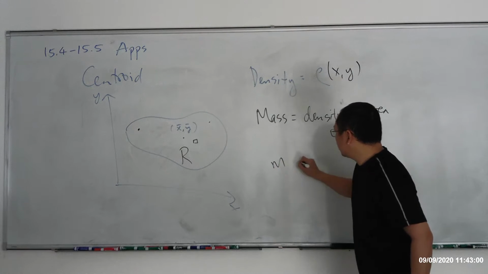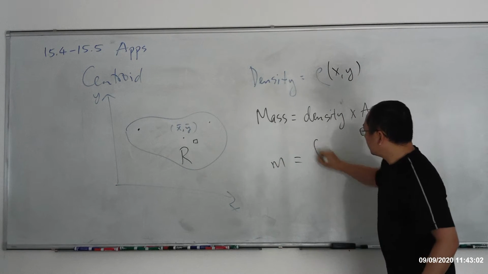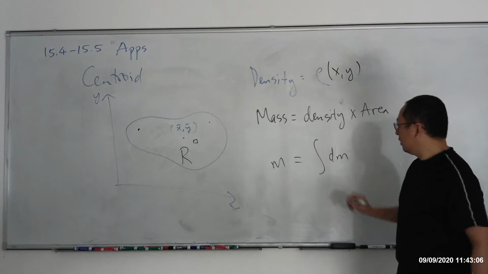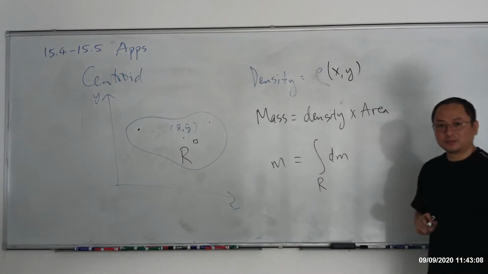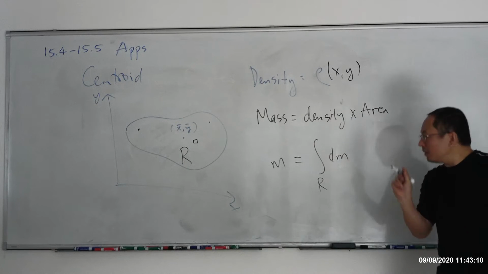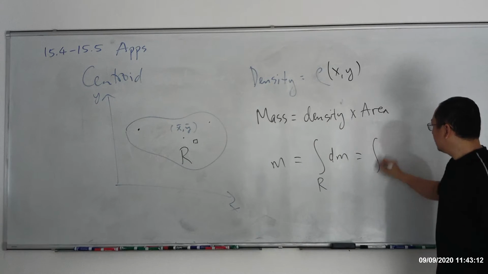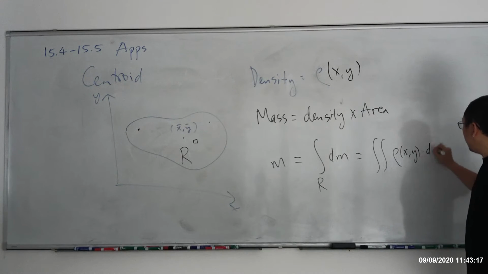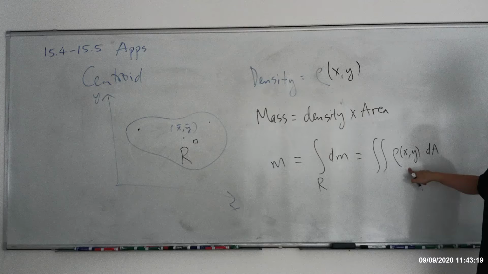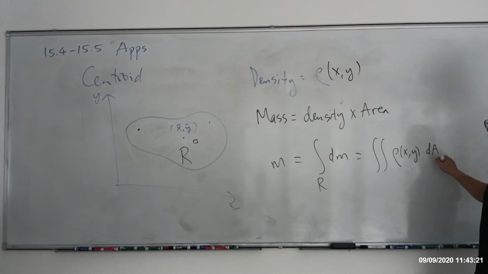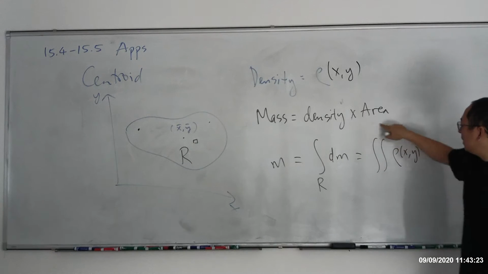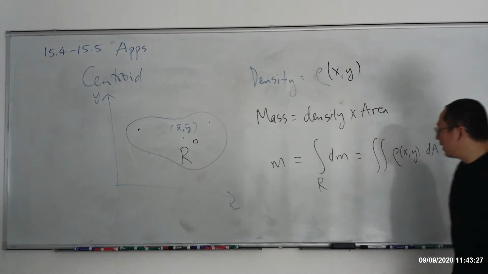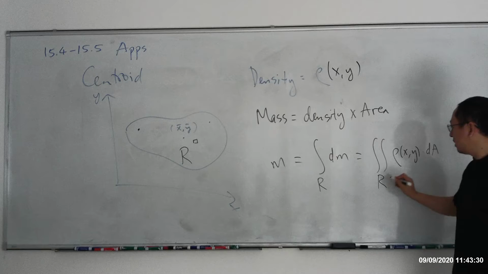The total mass is the sum of all the little masses over the entire region R. dm means a little bit of the mass, which is rho times dA. Again, rho is the density at that point, and dA is a little area. Density times area is a little mass, and then you add all the little masses. This is two variables x, y, so it's a double integral over the region R.